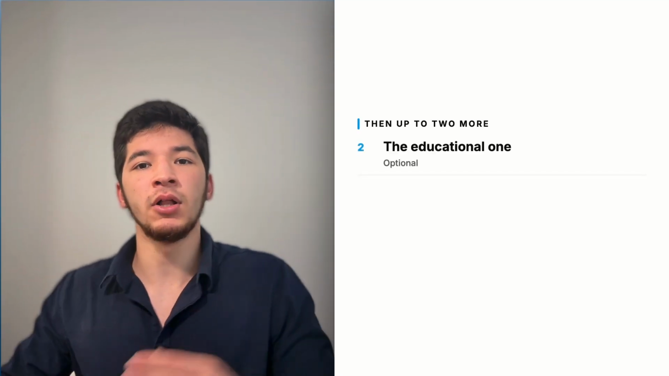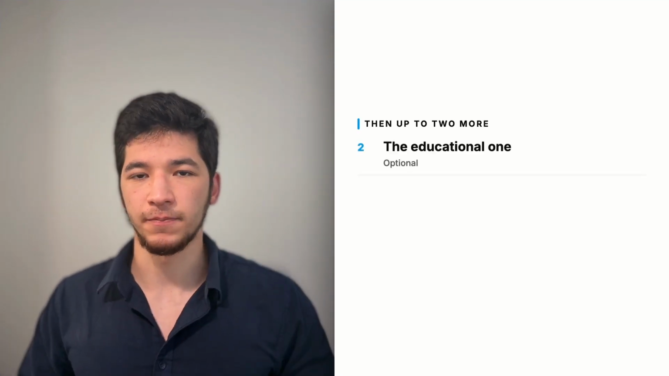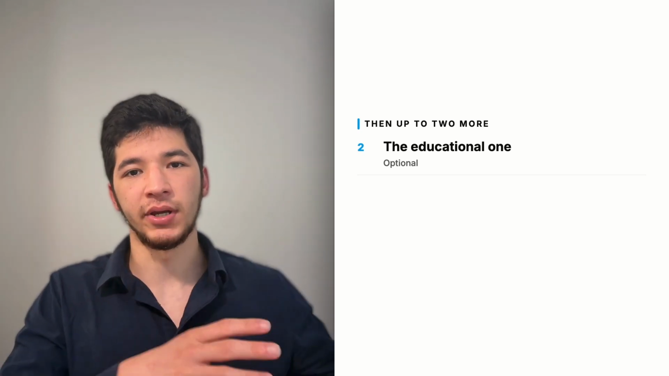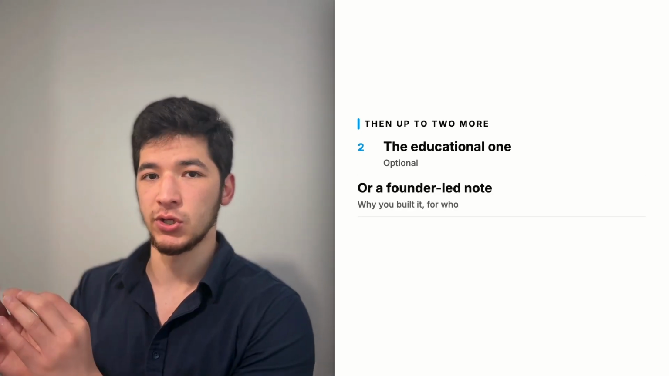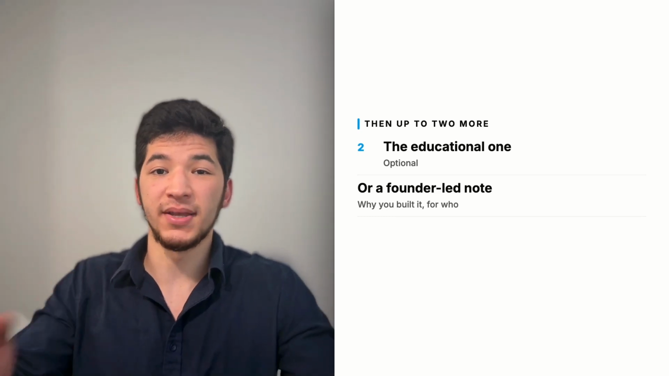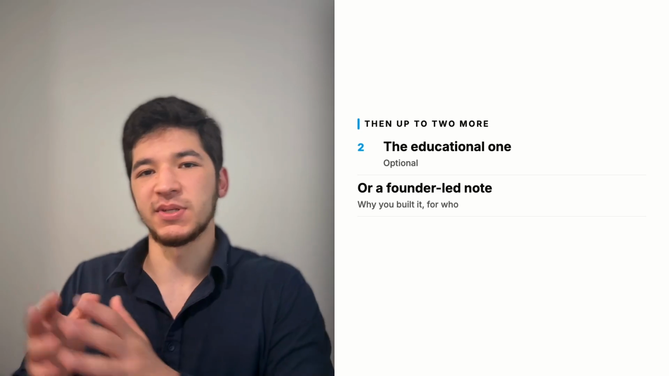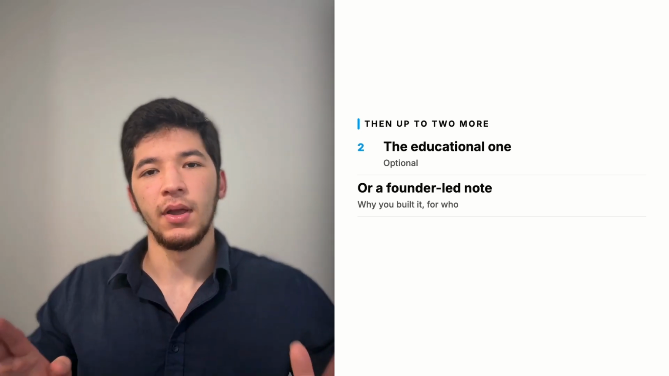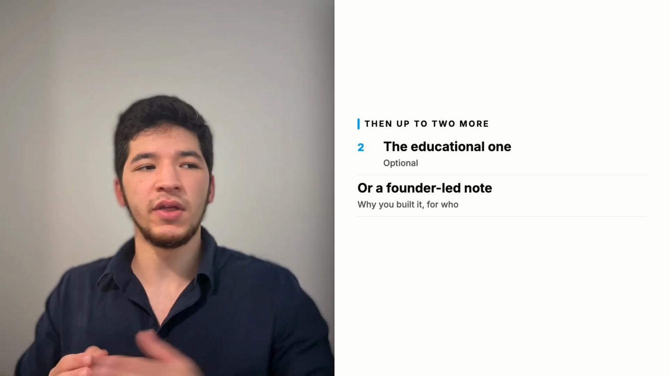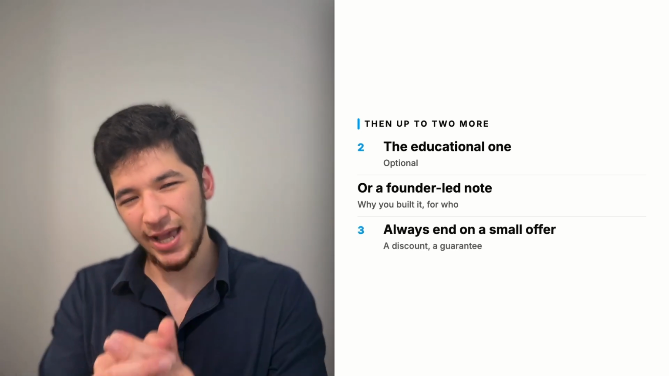After this specific email, you can send up to 2 more emails. I'm going to explain how to do that. One of the emails is an optional one, and the optional one is the educational. You might send an email educating them, or maybe a founder-led message, simply saying why they built this specific product for this specific audience, right? Very simple. The last email, whether you do a 2 email sequence or 3 email sequence, should always be a small offer. So a discount, a guarantee, anything like that, right?